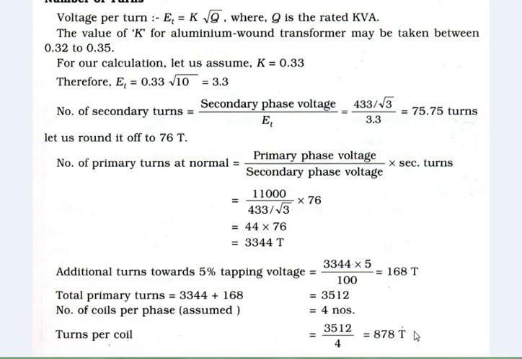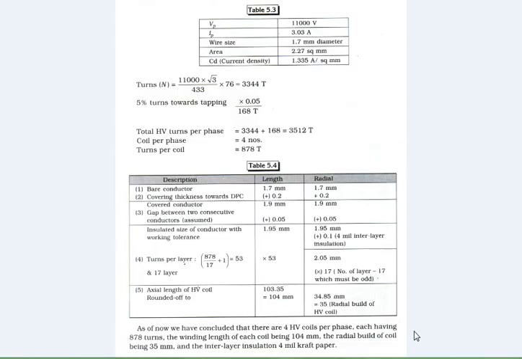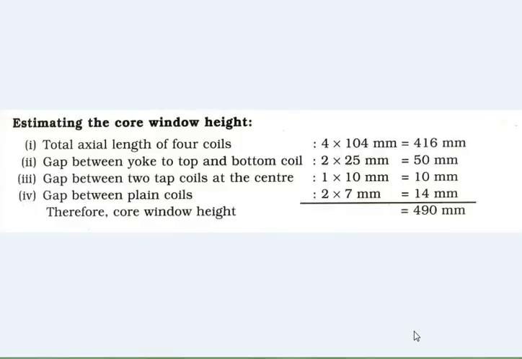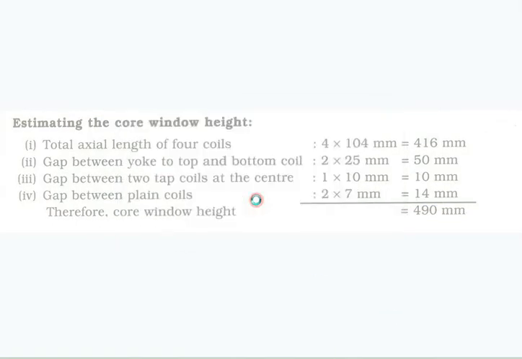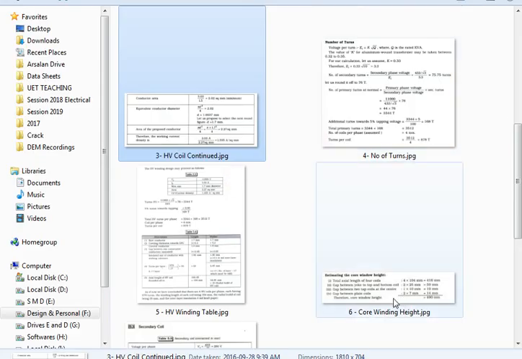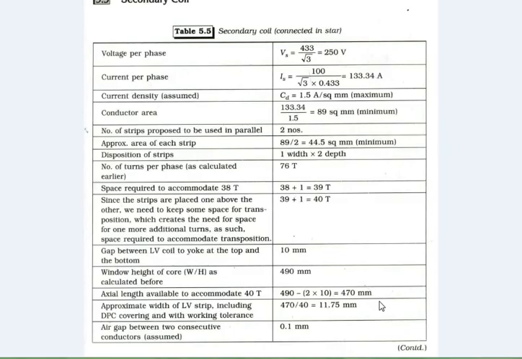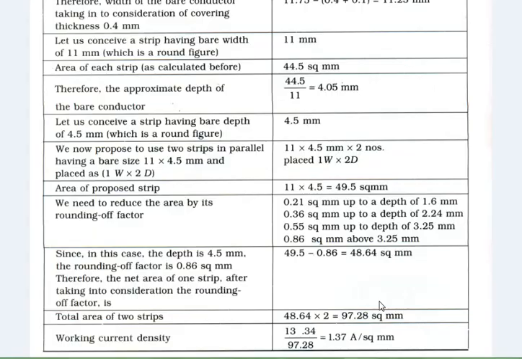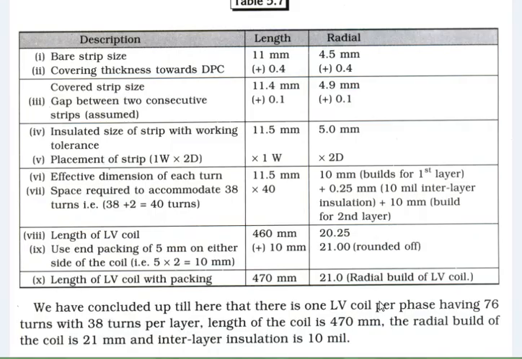Here we found that if we assume a value of K equal to 0.33, we have ET equal to 3.3. All this calculation we did from this slide forward. This was the total length of the high voltage conductor, and this was the total length of the window. In this window we had to fix the low voltage winding, and based on this was the low voltage table. We had some transposition area required, and the end result was this table. I told you to please go through this table yourself.